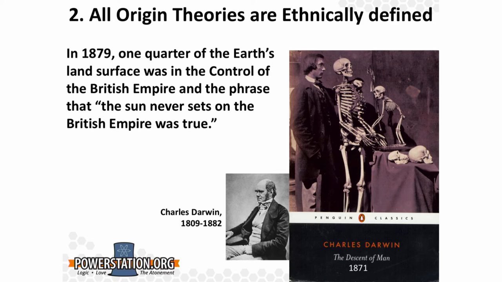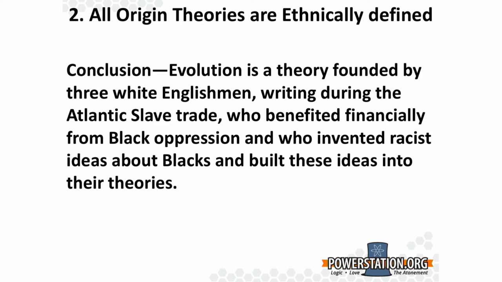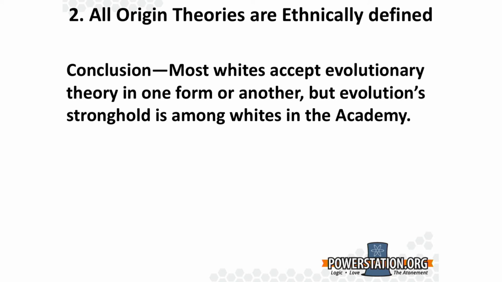Conclusion: evolution is a theory founded by three white Englishmen, writing during the Atlantic slave trade, who benefited financially from black oppression, and who invented racist ideas about blacks and built these ideas into their theories, and they still exist today. Most whites accept evolutionary theory in one form or another, but evolution's stronghold is among whites in the university. That's where its stronghold exists.